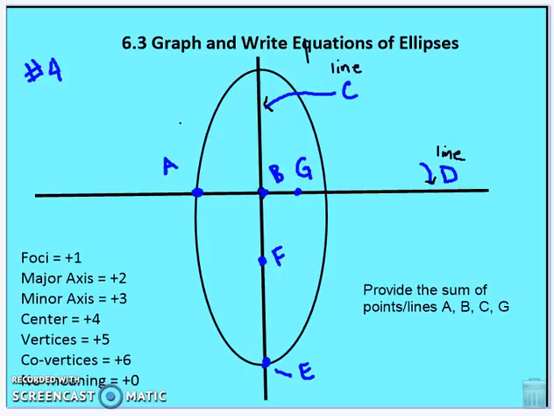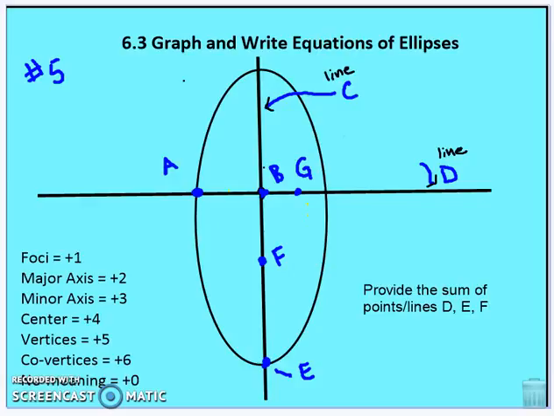All right, so same thing with a vertical major axis: A, B, C, and G. Pause here. All right, so A is going to be a co-vertex, B is going to be the center, C is going to be the major axis. Then G, again, will have no meaning. So again, the foci have to lie on the major axis. There are no points that are relevant on the minor axis except for the co-vertices.